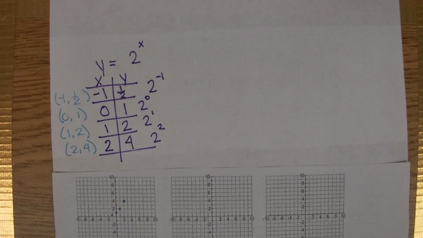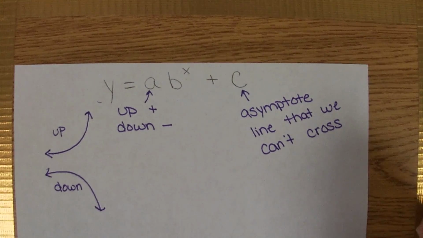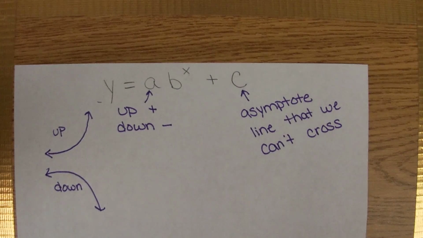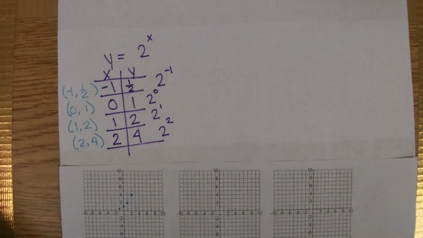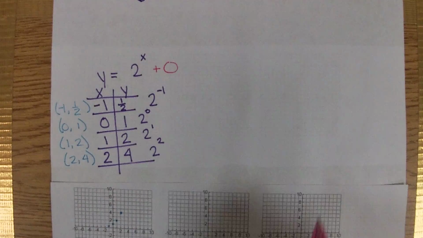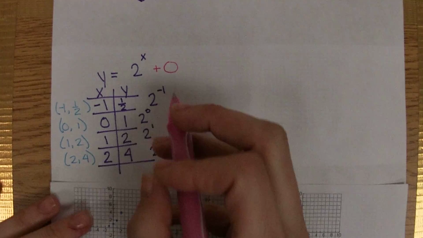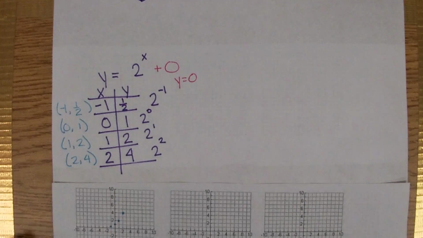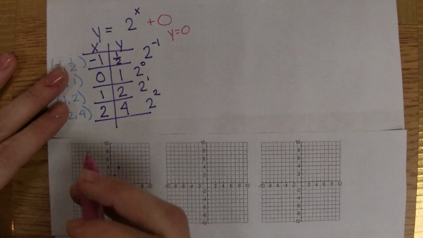Now, before we draw that in, remember I said there's this weird thing that we call an asymptote that is actually one of the most important parts of exponentials. That asymptote is a line that we can't cross. So on this problem, what we really have is y equals 2 to the x plus 0. This tells us that we have a line at y equals 0. Right, y equals 0 is a horizontal line.